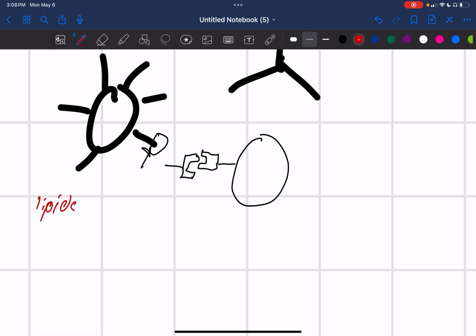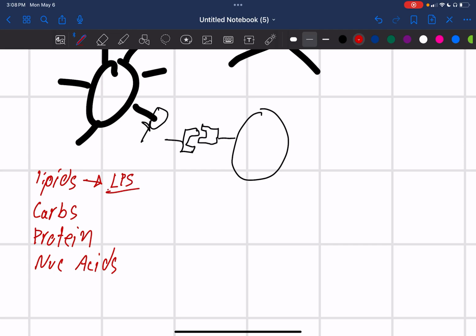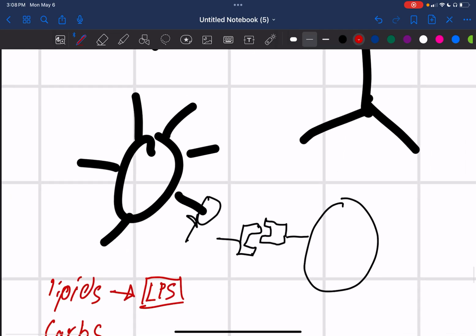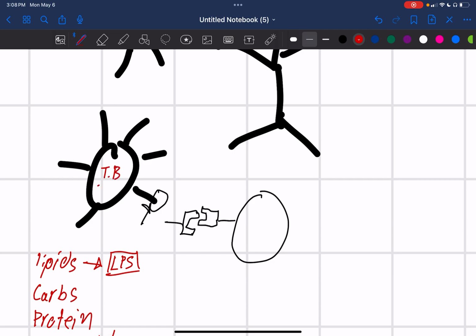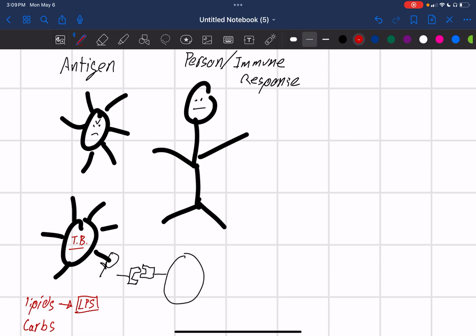We just put carbs, proteins, and nucleic acids. So right off the bat, one of the ones that I find pretty common is bacterial. So I want to say LPS, right? LPS is a lipopolysaccharide, and a lipopolysaccharide is a form of fat. It is essentially an antigen that is found at the surface of certain bacteria. So, for example, this bacteria can be tuberculosis, otherwise known as TB. TB has a lipopolysaccharide, which is an antigen found at the surface of this bacteria, and it can then create an immune response in the person, leading you to become sick, right?